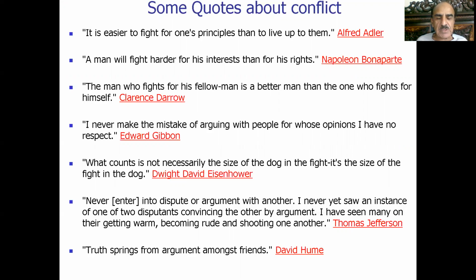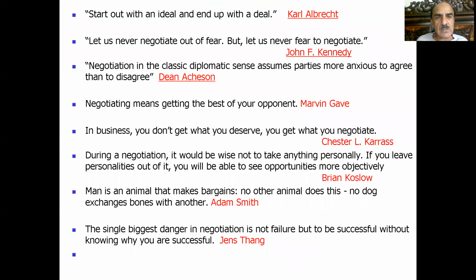Never enter into dispute or argument with another. I never yet saw an instance of one of the two disputants convincing the other by arguments. I have seen many on their getting warm, becoming rude, and shouting at the others. Thomas Jefferson: Truth springs from argument amongst friends. Start out with an ideal and end up with a deal. Let us never negotiate out of fear, but let us never fear to negotiate.